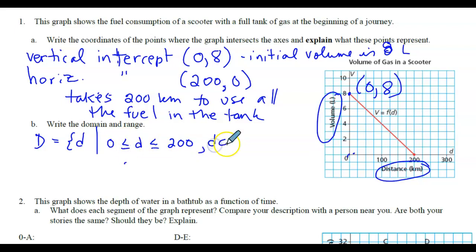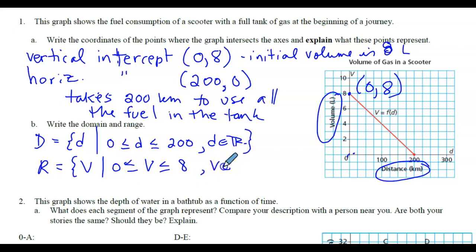So that's what we've been doing the last couple of days. You can use the format that we used yesterday. I'm just using set builder today for this one. I'll use interval in the next one. But yeah, you can use either. You just can't mix and match. So within the question, use the same notation. So range here, that's going to be capital V for volume. And the smallest is 0, the biggest is 8. Capital R is fine. Yes.